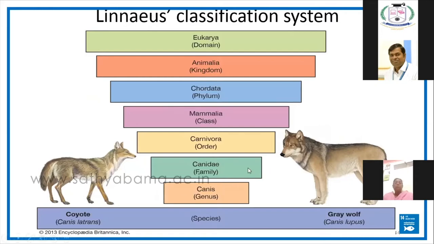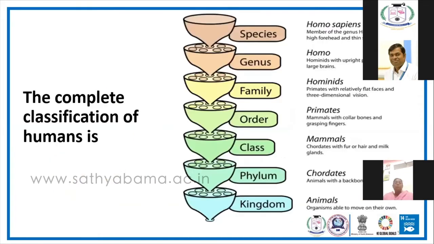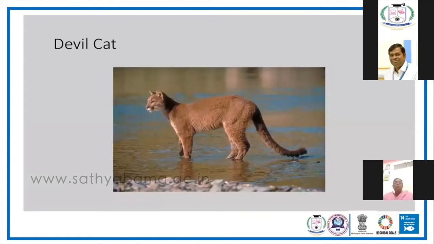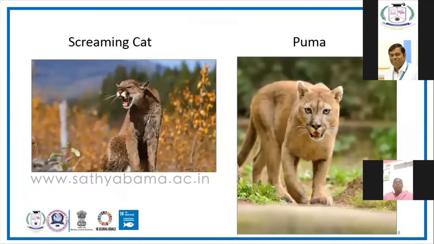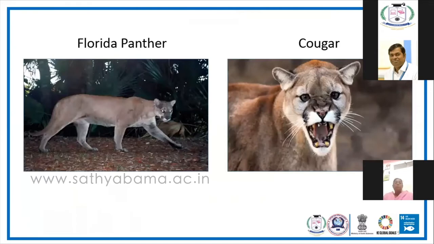We have two different animals. These animals look different, but they come under the same genus, with different species. Another example is Homo sapiens. Here, devil cat, ghost, mountain lion, screaming cat, puma, and panther are all names for animals that come under the cat group.